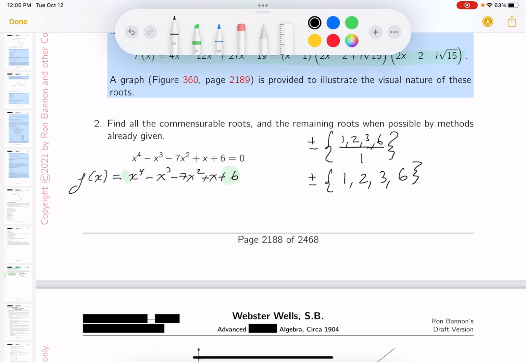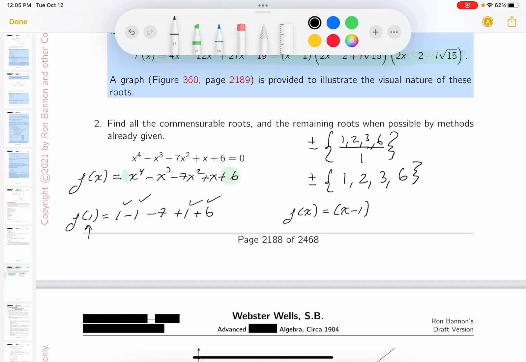So which number should I try first? Probably 1. I'm hoping it's going to be a 0. What would you get? 1 minus 7 plus 1 plus 6. Let's take a look. That's 0. Wow, worked again. So what do I now know? I know that f of x has a factor. And again, the root's 1, so the factor would be x minus 1.